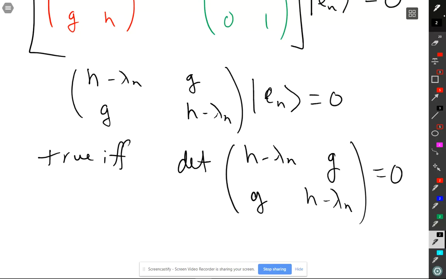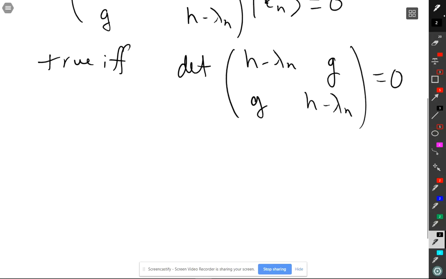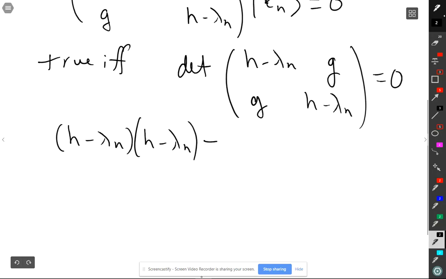If it's a 2 by 2 matrix, how do you find the determinant? Two by twos are the easy ones. Yeah. You take the diagonal going down to the right minus the diagonal going down to the left. So in this case, I'm going to have h minus lambda n times h minus lambda n. That's the product of the diagonals going down to the right minus g times g equals 0.